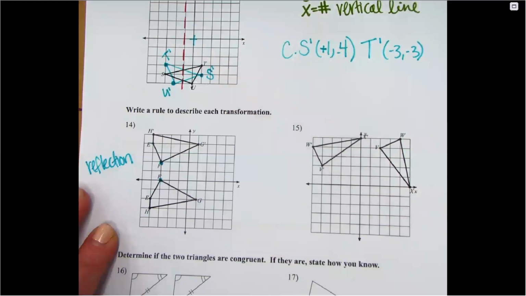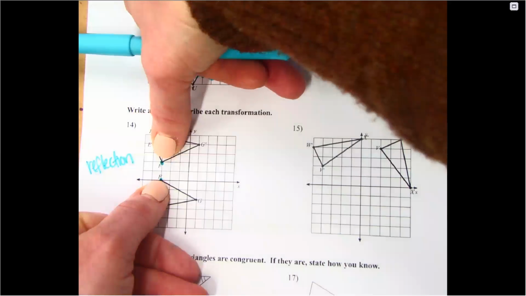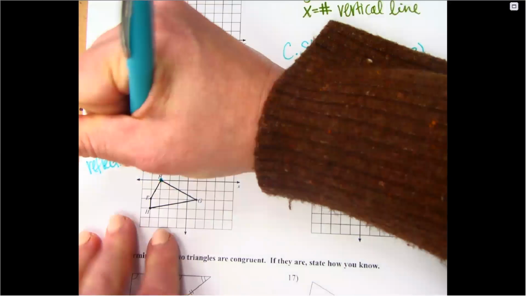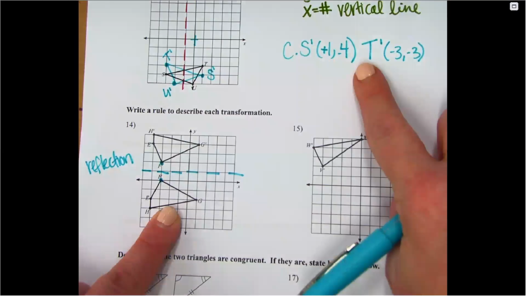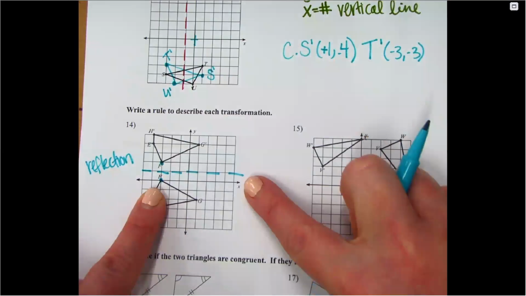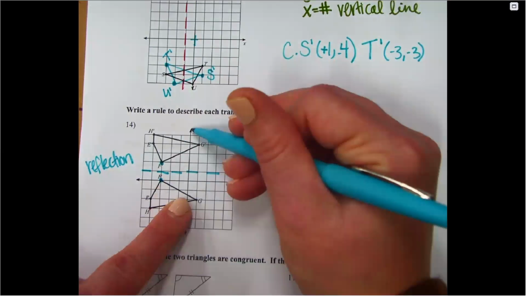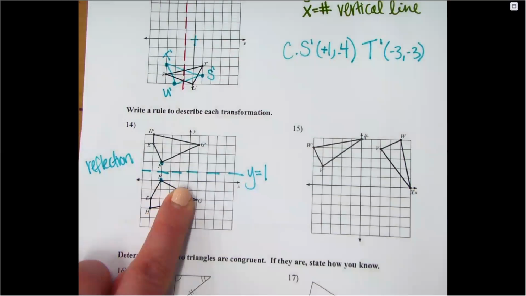Well, you split the distance. If we look at just the F's and split that distance, this is a 2 unit distance, so we go 1 unit in, and that is where they are reflecting. Just like we talked about up here, this is a horizontal line. Horizontal lines are Y equals the number that it crosses through. It crosses Y at positive 1, so Y equals positive 1.